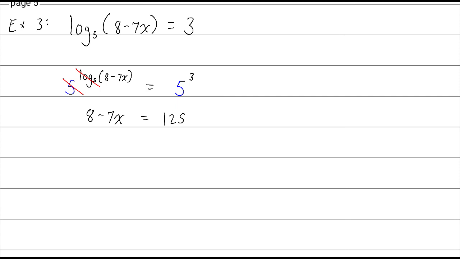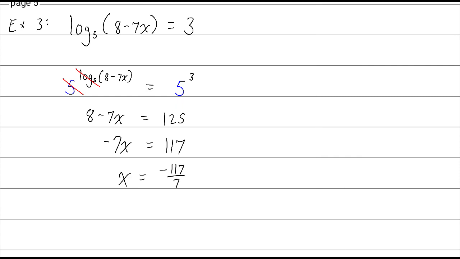Okay, regular equation here. Solve for x. Subtract 8 from both sides. 125 minus 8 is 117. Divide both sides by negative 7. I get negative 117 over 7.